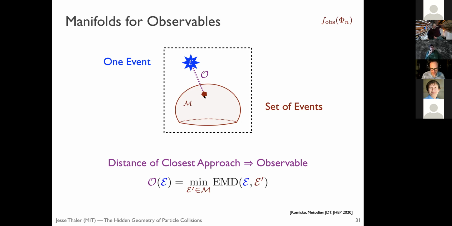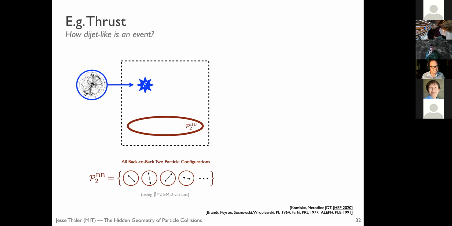First, useful in understanding, maybe in a more intuitive way, what was done in the 1970s. So if I look at thrust, this thing that I mentioned that my colleague Eddie Farhi developed, thrust tries to answer the question, how dijet-like is an event? Well, in event geometry language, you have an event, you have the manifold of all back-to-back two-particle configurations. For technical reasons, it actually turns out to be back-to-back two-particle configurations that don't conserve energy, which is kind of interesting. And then you take that event and you find the distance of closest approach. That defines some observable. What does that observable have to do with thrust?